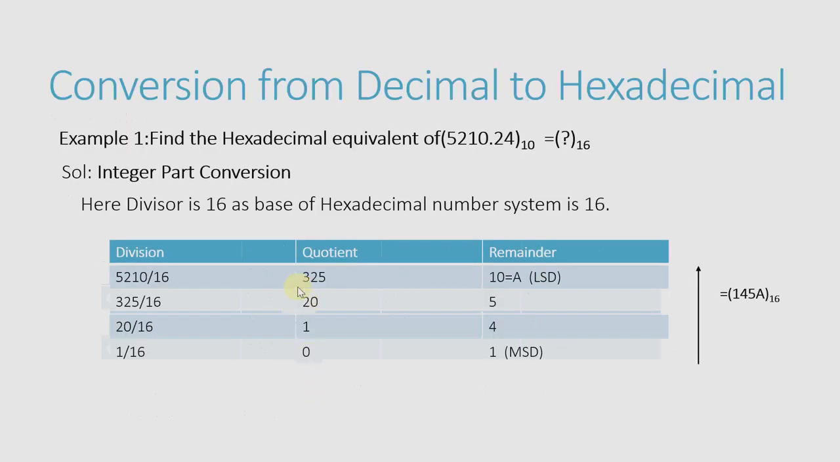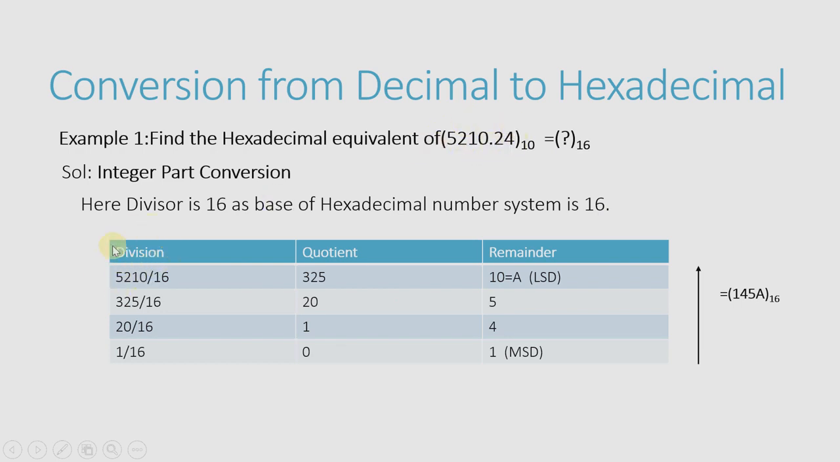Now next, how to convert decimal to hexadecimal. We know the base of hexadecimal is 16. So here the divisor becomes 16, as the base of the hexadecimal number system is 16. Again the process is the same. Here again we have both the integer as well as the fractional part. So we will convert the integer first and then the fractional part.